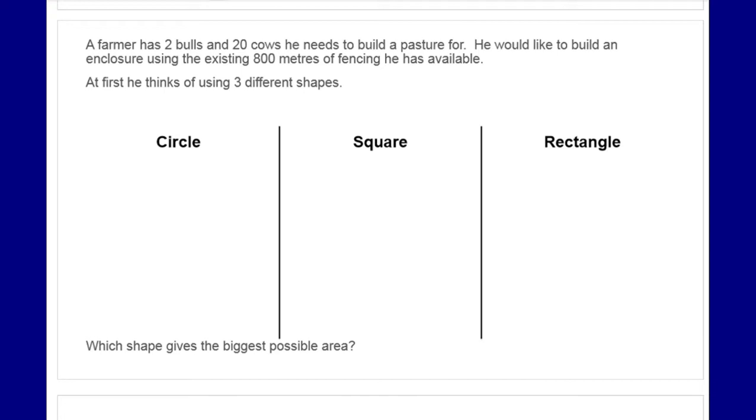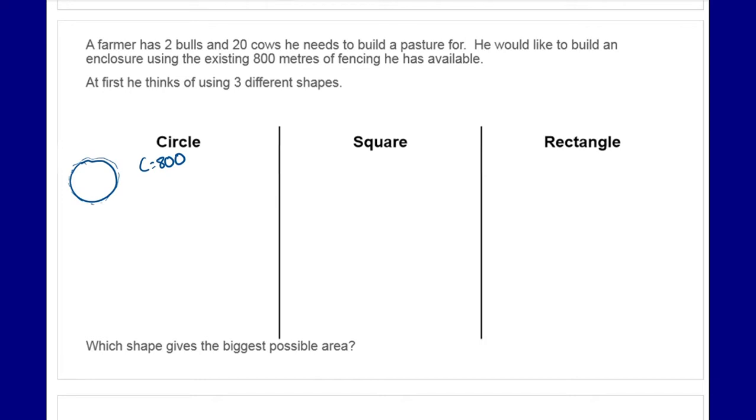If we have a circle, kind of roughly draw it here, we need to make sure that this distance around is 800 meters. That's the amount of fencing we can use, and we want to use all of it. If we're trying to get the most area, we're not going to leave any fencing unused. We're going to use all that we can. So for the entire distance around to equal 800, the circumference has to equal 800.